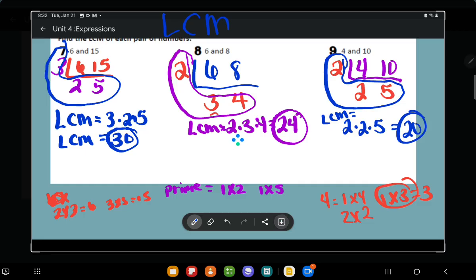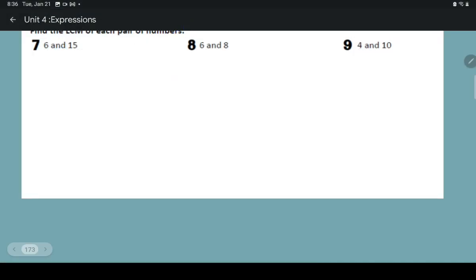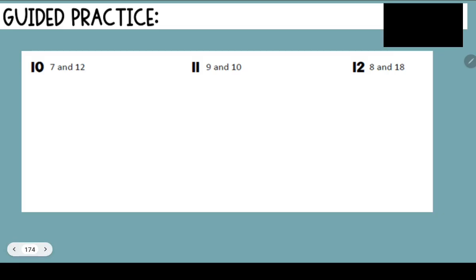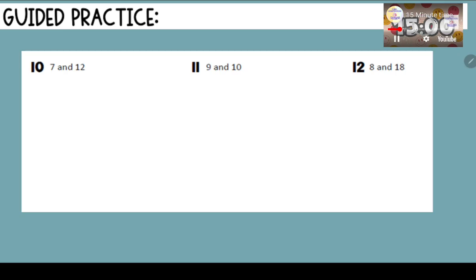Okay, here is a slide that has some examples. You can pause and try those examples. We'll go over those in class. And you should be working on more practice that's included with the assignment list. Make sure you copy down the notes, and hopefully I'll see you on Thursday to continue working on greatest common factor and least common multiple.